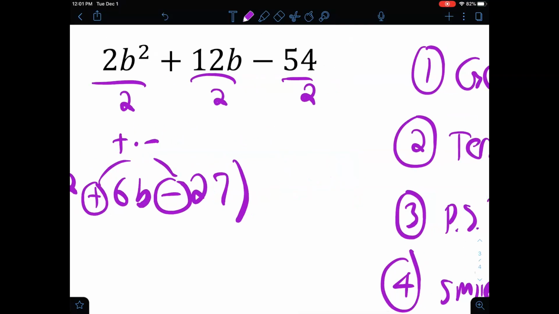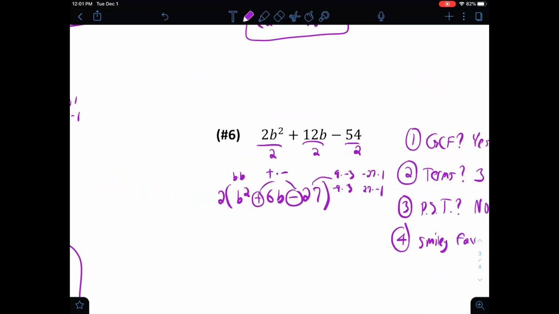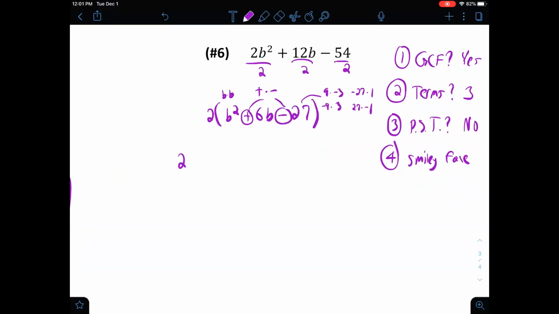And then factors of negative 27 are going to be, I didn't even solve this one, that's weird. Factors of 27 are going to be 9 times negative 3, negative 9 times positive 3, or negative 27 times 1, or 27 times negative 1. So we're going to be figuring this out together. I didn't solve this one out.